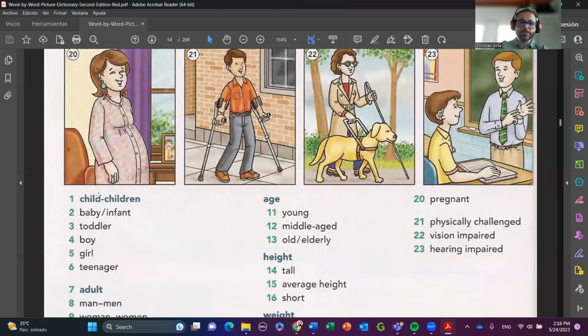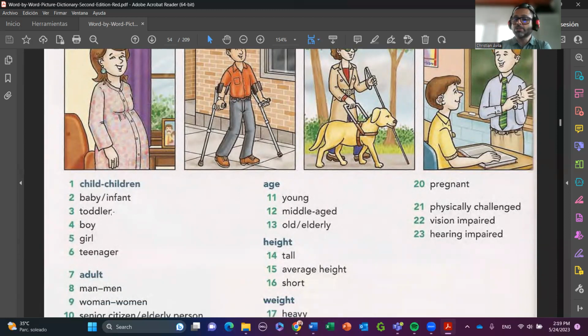For example, in the first section of words, you can see child and children. Remember, child is for one single kid, and children is for two or more. So you don't say children's. Remember, we saw that in class. You say child for one, children for more than one. Okay, baby or infant, a toddler.